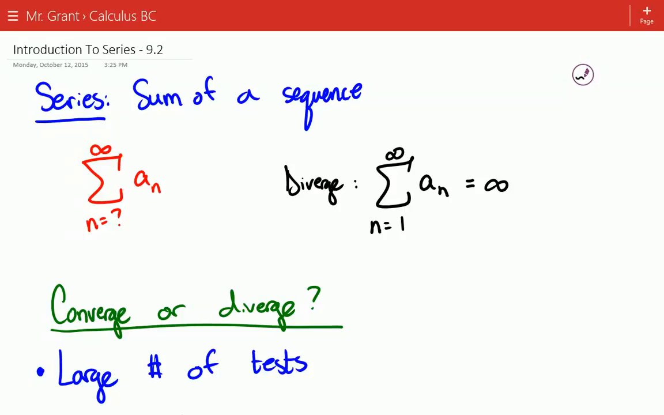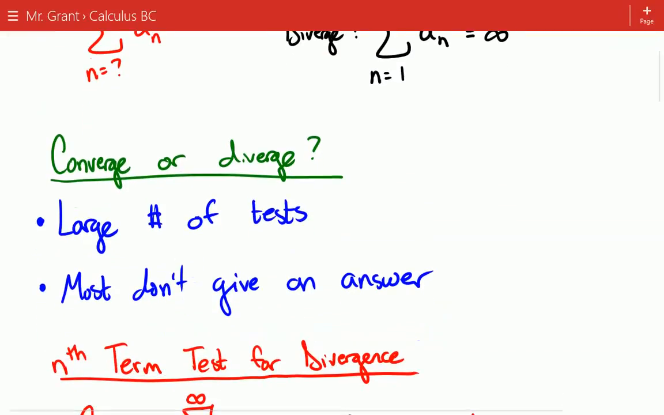So at its core, it's a fairly simple idea. However, there's so many different types of series to look at that what we're going to have to spend the next 4 or 5 sections on is a plethora of tests determining if something actually converges or diverges. So there's a large number of tests, and the unfortunate part, the part that's going to frustrate a lot of students, is most of them actually don't give you an answer. Meaning the test will let you know if the series converges to a number or diverges from any number, but it won't actually tell you, if it converges, what number it converges to.